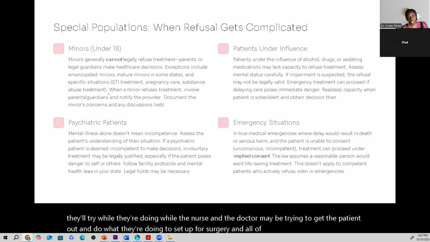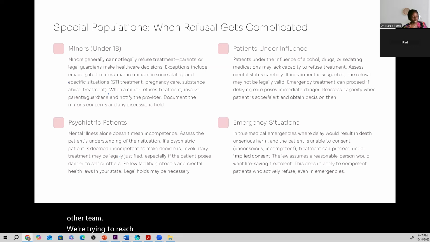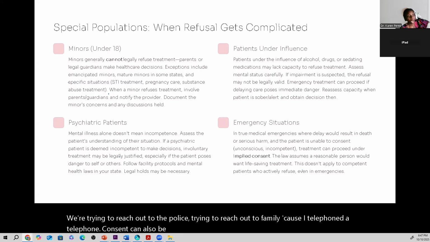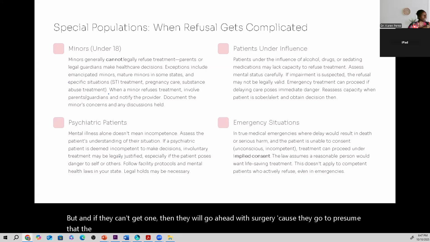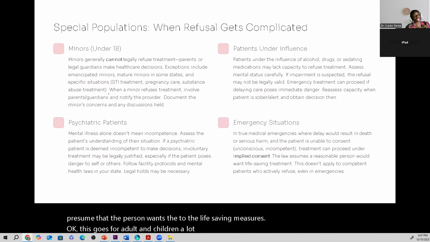But yes, while the nurse and the doctor are getting the patient ready for surgery and all of that, you're going to have some other team member trying to reach out to the police, trying to reach out to family, because a telephone consent can also be given. And if they can't get one, then they will go ahead with surgery because they presume that the person wants the life-saving measures. Okay. This goes for adults and children. A lot of gray areas, yes.